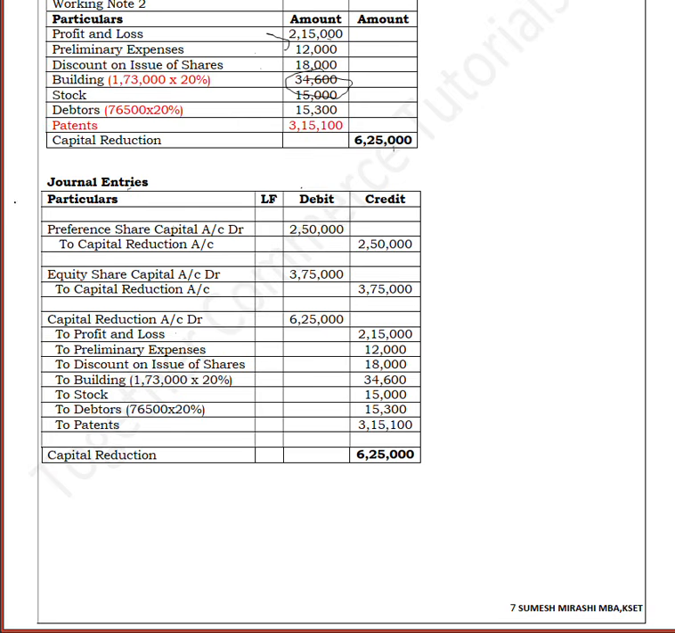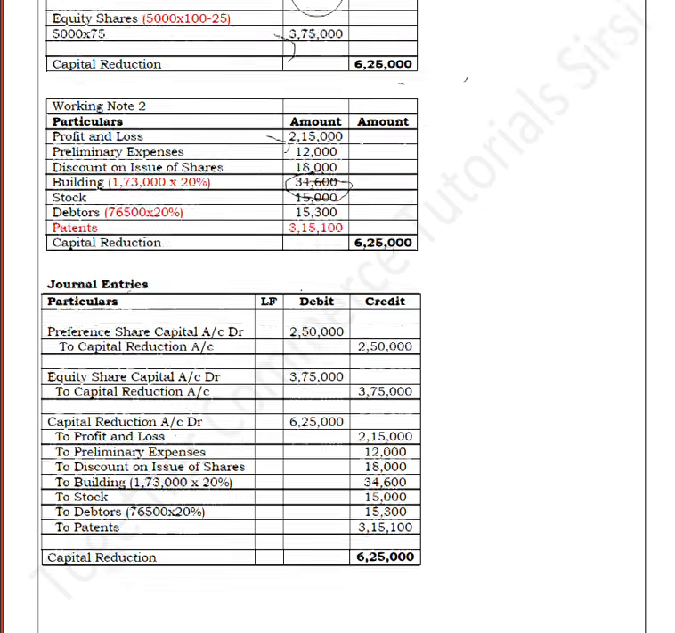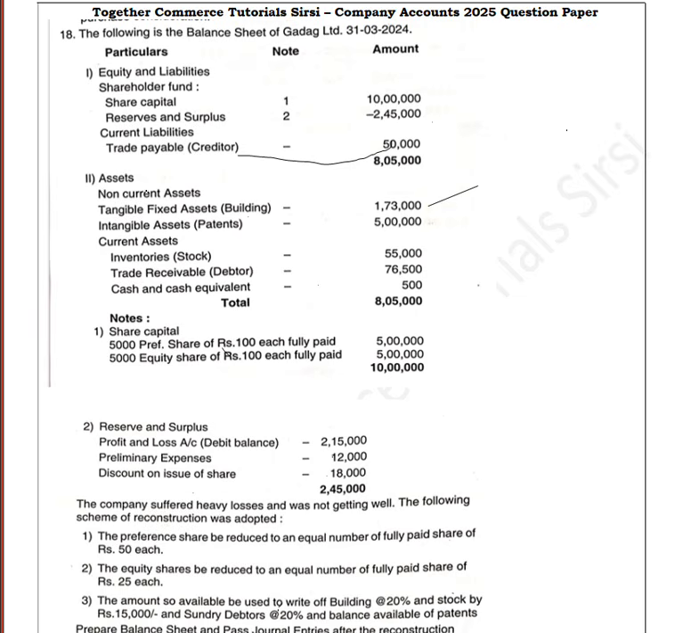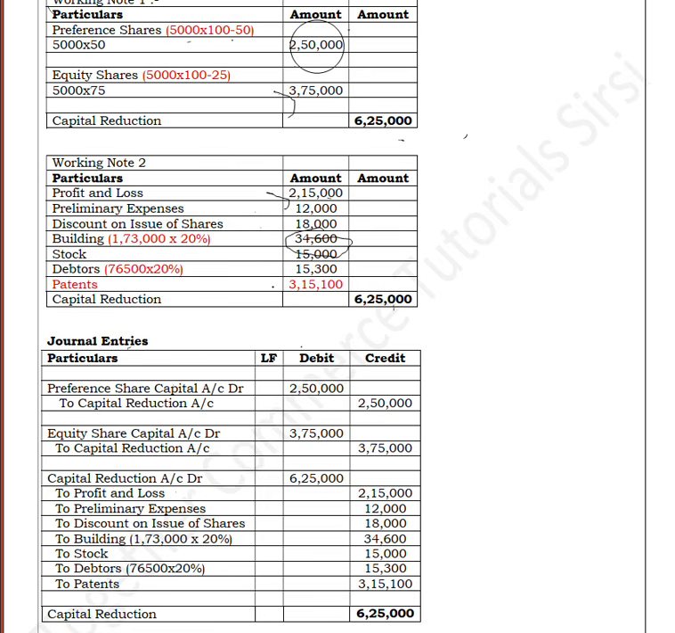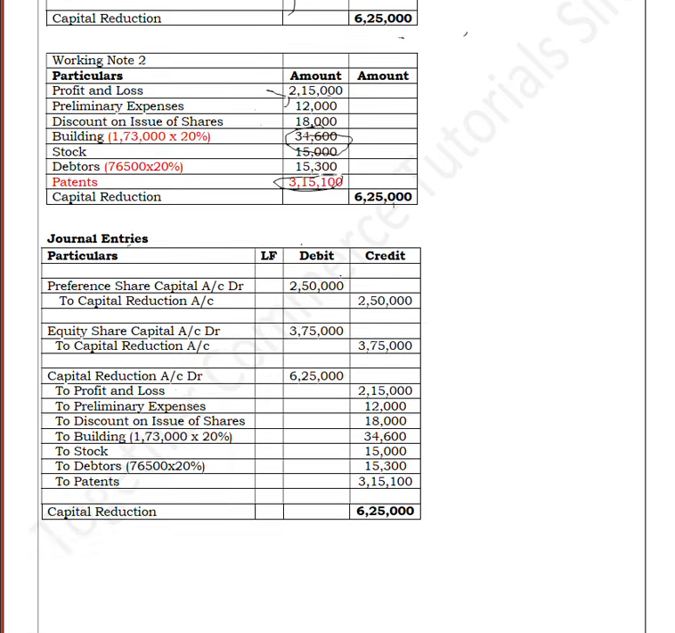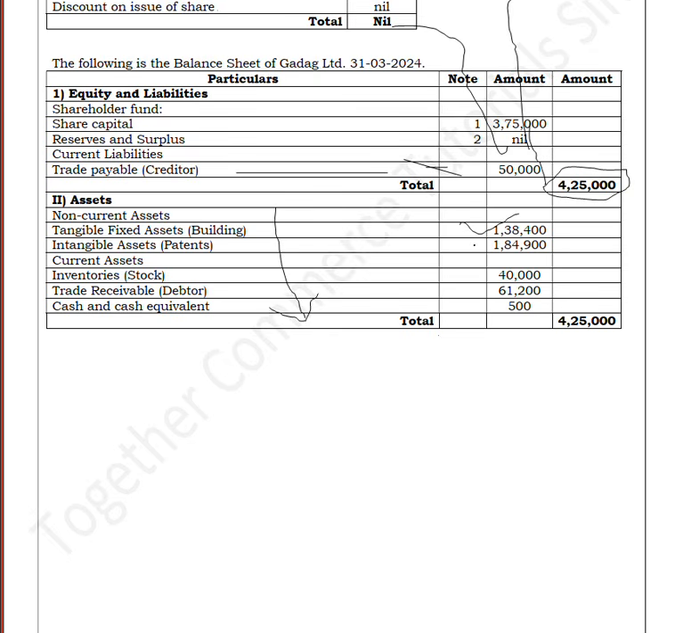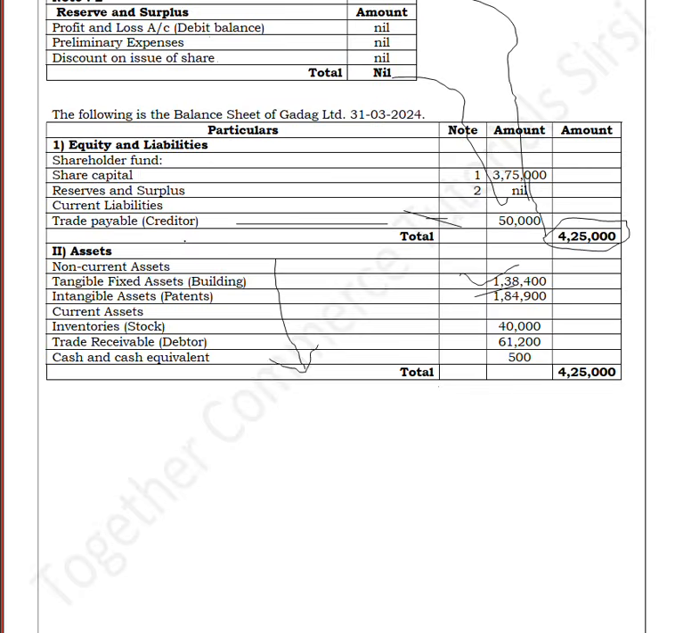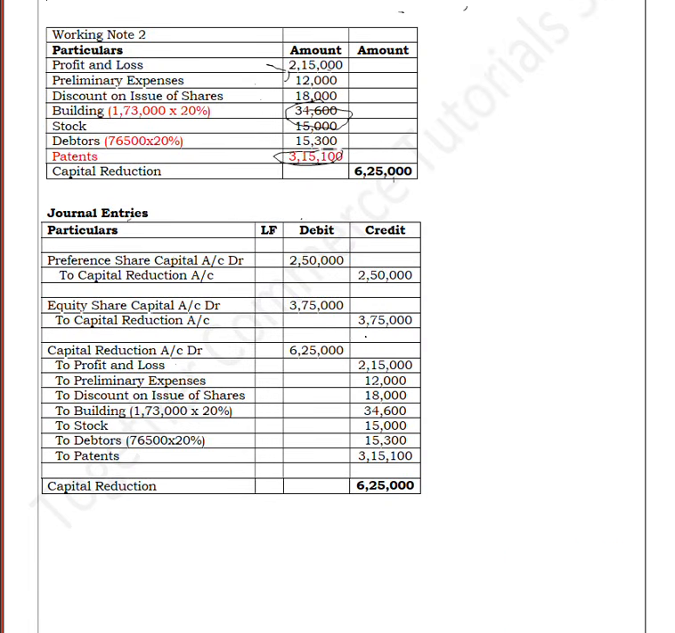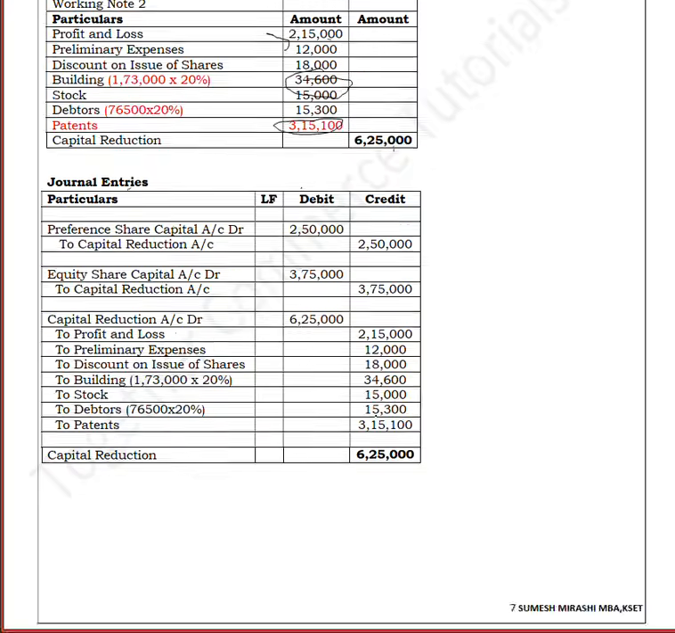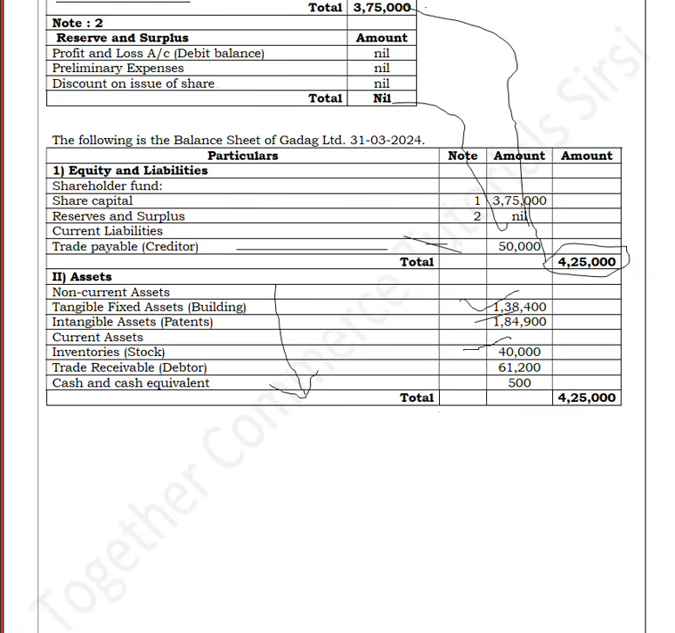Patent, again question minus solution. Patent in the question, how much is it? Patent 5 lakh. In the solution, how much are we having in patents? 3 lakh 15,100. So if you subtract the two you will get 1,84,900. Then how much is stock in the question? 55,000 in the question. In the solution, stock is 15,000. 55 minus 15 is 40.